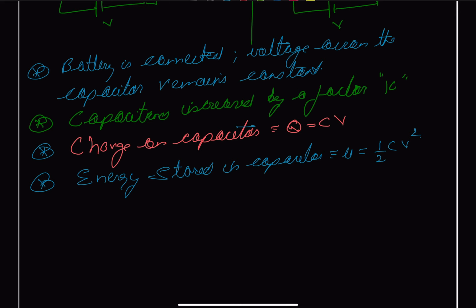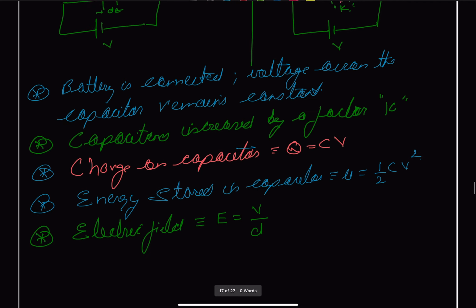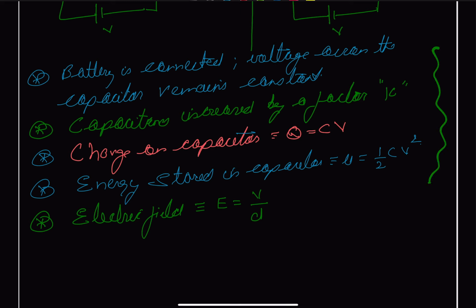And lastly, we need to find out the electric field. Electric field, E, is given as the applied voltage across the capacitor divided by d, where d is the distance between the plates, which is obviously not changed. So all these are the general descriptions of the formulas, and we are going to modify these formulas according to the given condition.